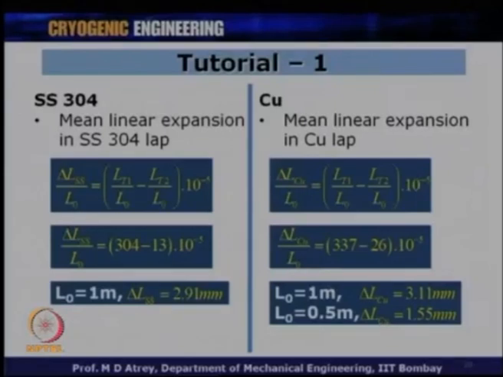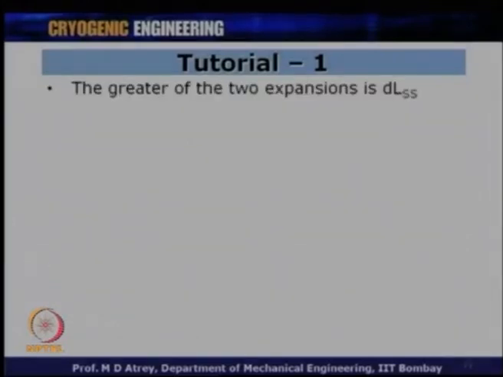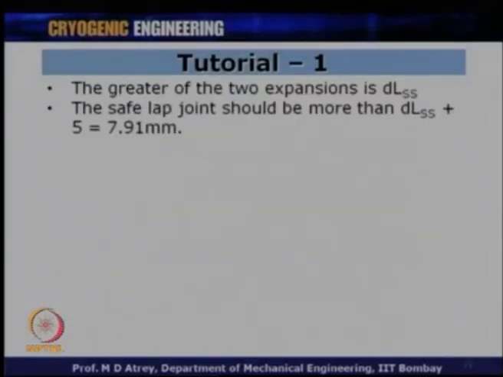What does it mean? That the shrinkage of copper will be 1.55 millimeter, while the shrinkage of SS will be 2.91 millimeter when the joint is subjected to 80 Kelvin. Now, the problem says that the overlap should be more than or equal to 5 millimeter. So, I have to take the worst of the shrinkages, which is 2.91. If I take that worst of the shrinkages, I should be able to calculate what should be the net overlap at room temperature. So, the greatest of the 2 shrinkages is the shrinkage of stainless steel.